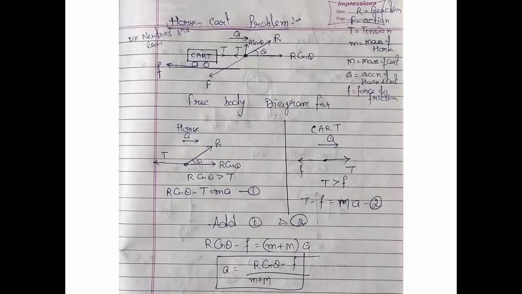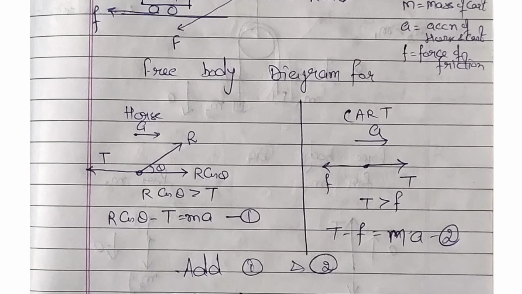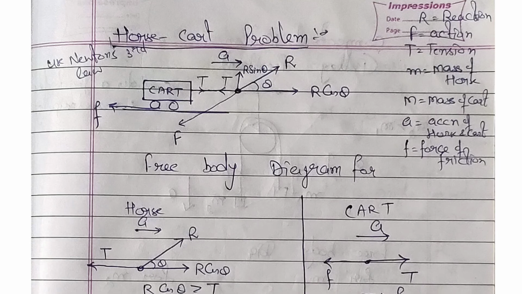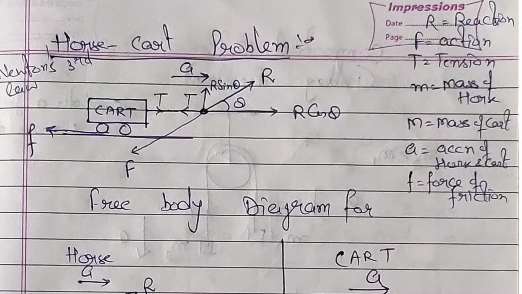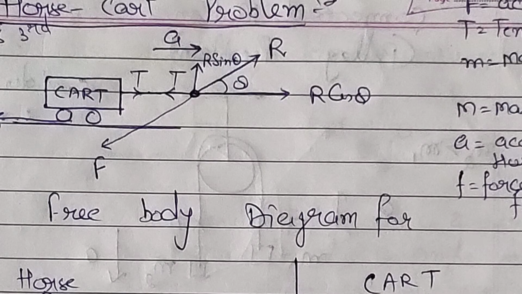Let us discuss one more example of Newton's third law. That is the horse cart problem. Well, a horse is pushing the cart in the forward direction. The horse is applying a force F on the ground. That's why it gets a reaction R. Resolve R into two components, R cos theta and R sin theta.